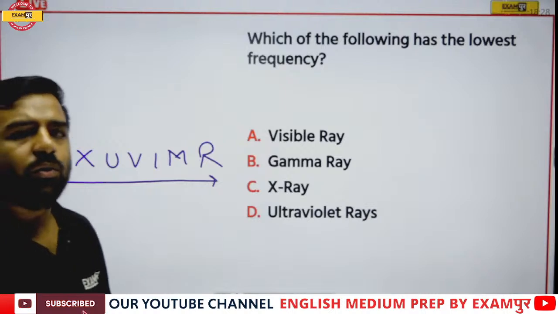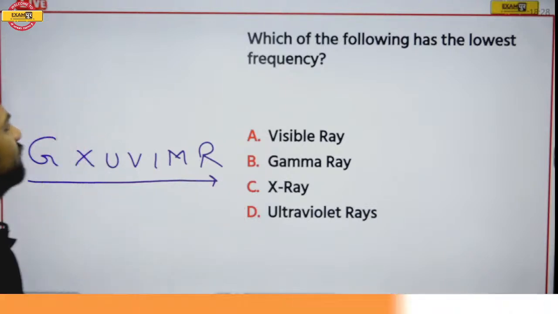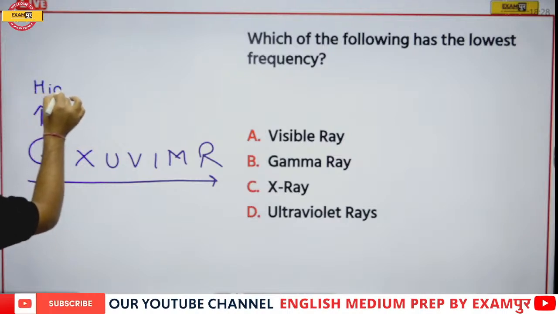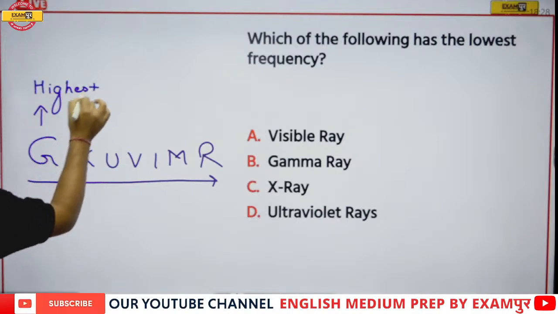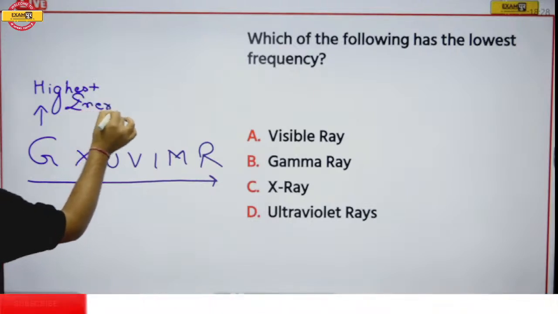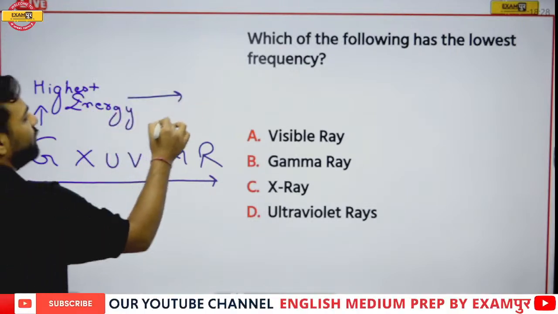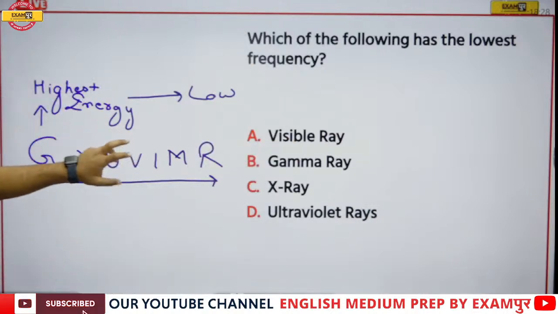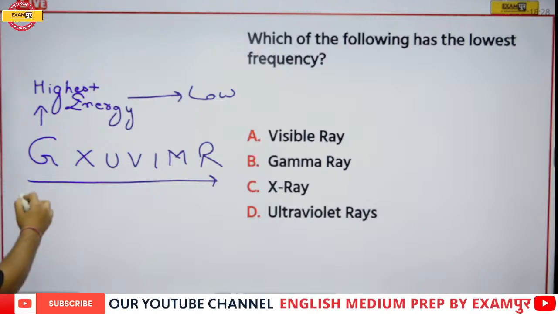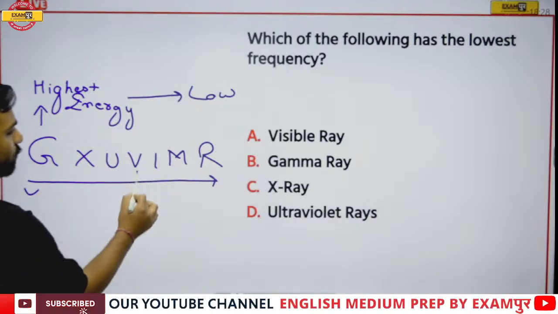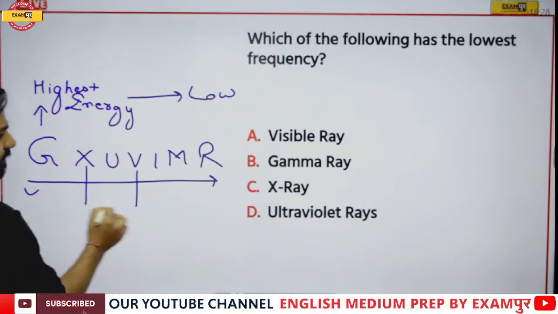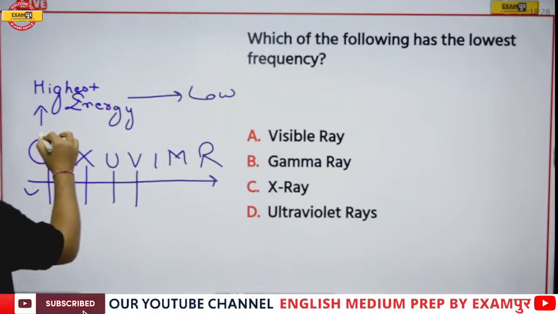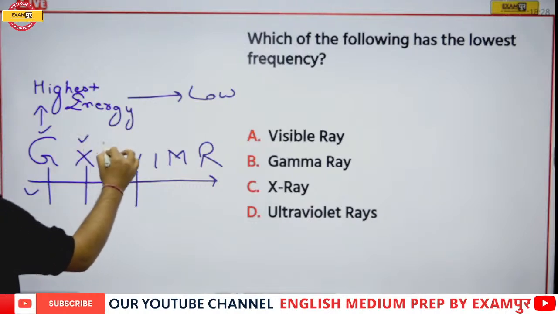Okay, so if I go with the sequence order, we know the start has the highest energy. I'll write about the energy. In the starting, we have the highest energy, but as we proceed forward, the energy gets lower. So according to these options, gamma ray is there, and it has the highest. Then we have visible ray, then X-ray, then ultraviolet ray. In this particular sequence order, this would be of highest energy, and it will become lower.